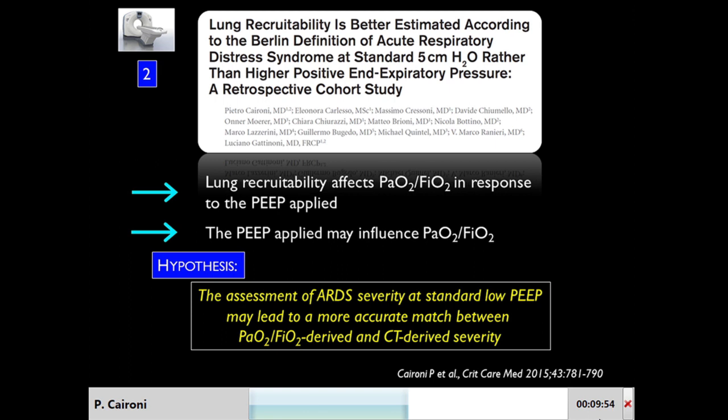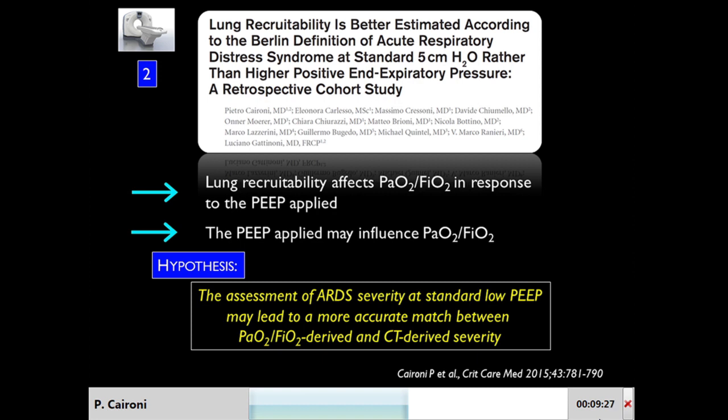Probably this article has not gotten an easy title, a very long title, I guess, in which we decided to investigate the possible relationship between ARDS severity according to the novel ARDS Berlin definition, based upon gas exchange, the PO2/FiO2 ratio, and ARDS severity based upon CT scanning findings.